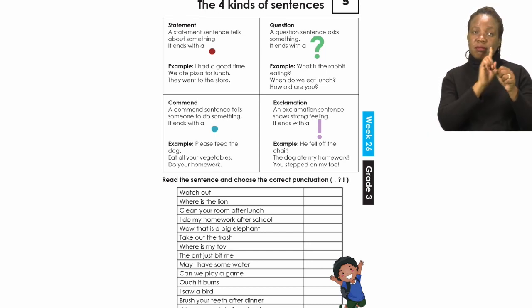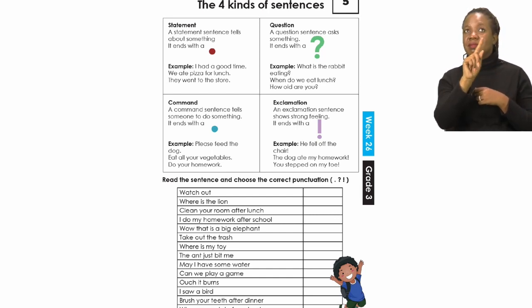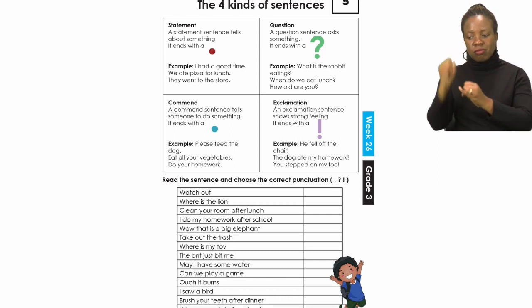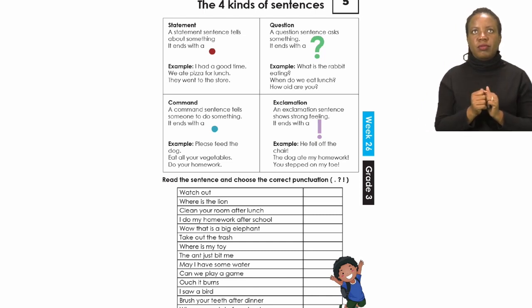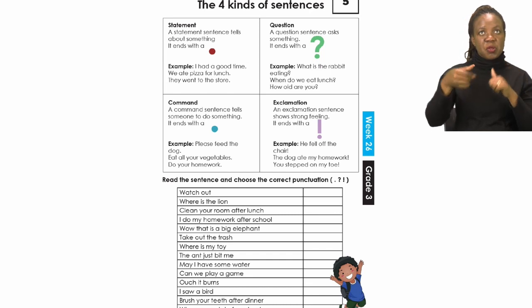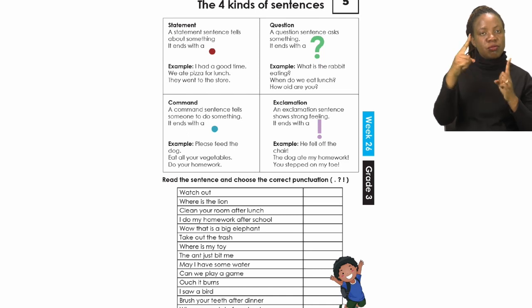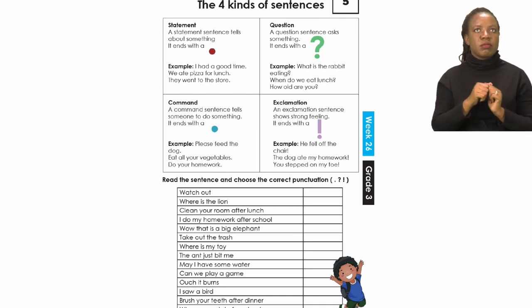The first kind of sentence that we often see is the statement. Now, a statement is a sentence that tells us something and then it ends with a full stop. You can see that they have provided a maroon full stop to show us. They've even given us an example. Let's read that example together. I had a good time. We ate pizza for lunch. They went to the store. So that is the first kind of sentence, where it is a statement.